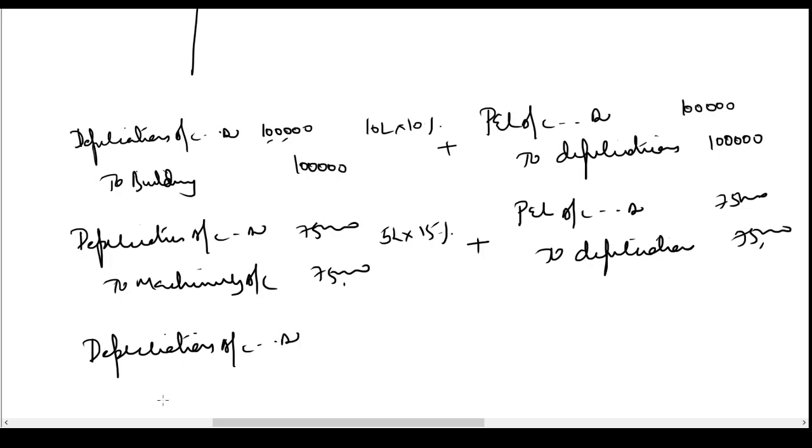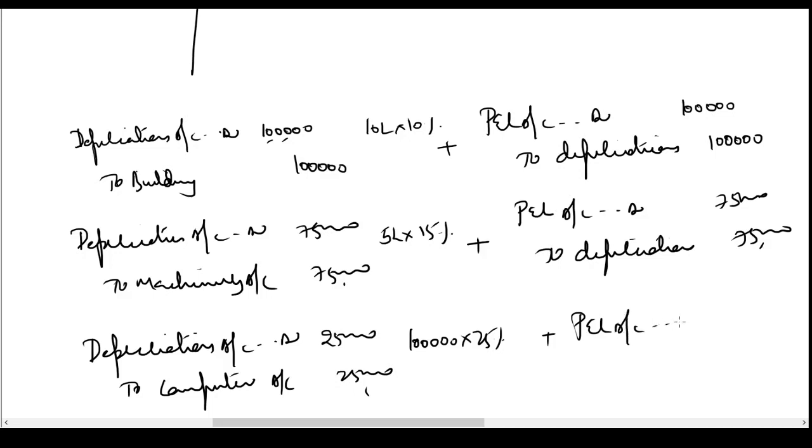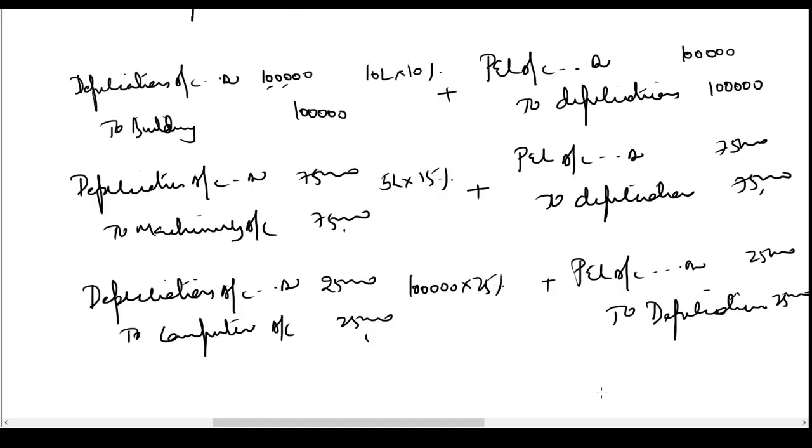Depreciation account debit to computer account, 25,000. How did I get 25,000? 1 lakh was the value of the computer into 25%. Plus I'll pass one more entry, P&L account debit to depreciation, 25,000. So these are the entries I have passed now to give impact of depreciation.